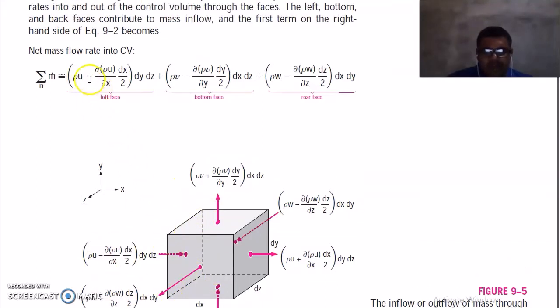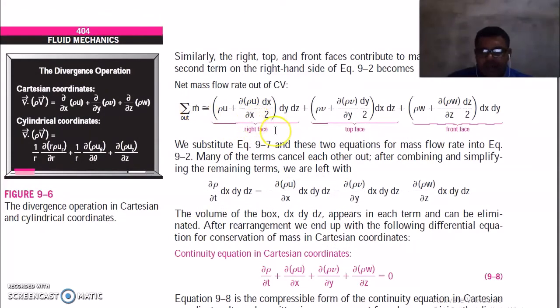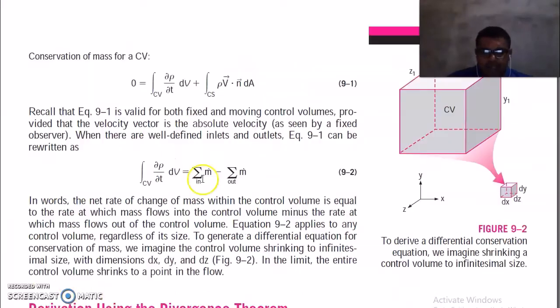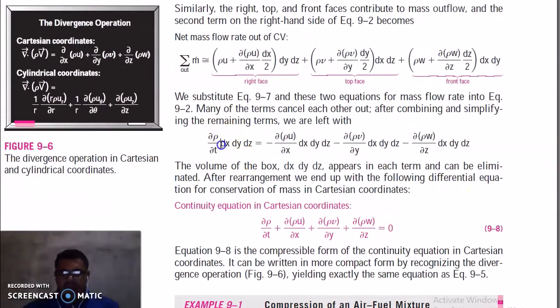So we had this mass in, which is left face, bottom face and rear face, and mass out we had this here, right face, top face and front face. Now you can put this equation of mass in and mass out into equation 9-2. Here you will get this equation after combining and simplifying. Divide this equation by dx dy dz, you will get this equation. This is called the continuity equation, in the coordinate system.